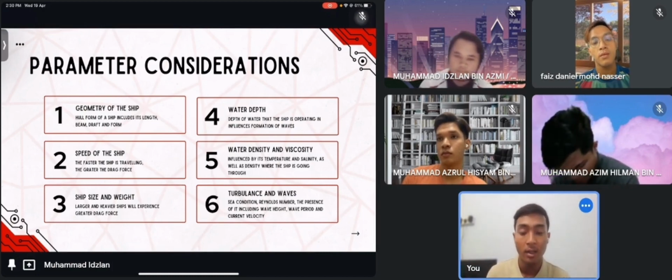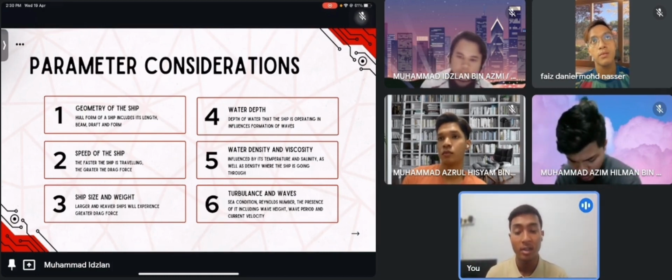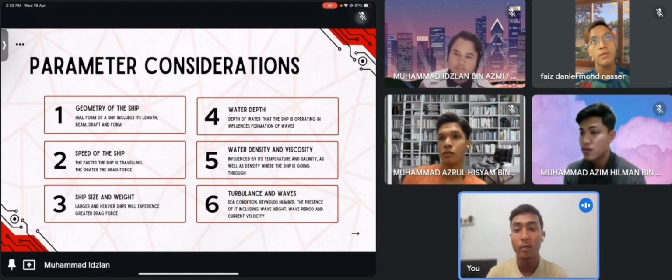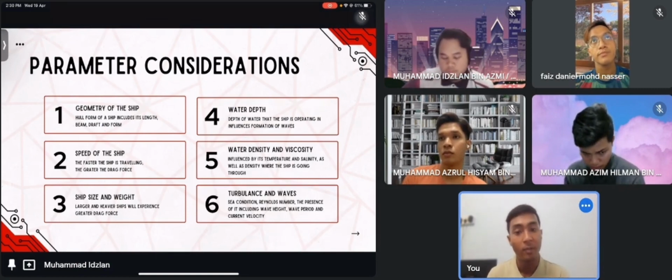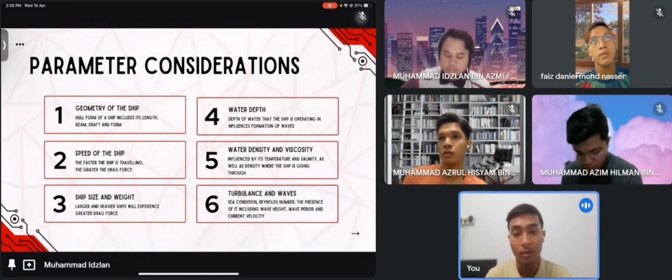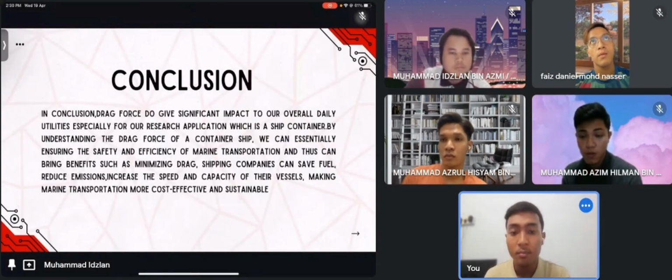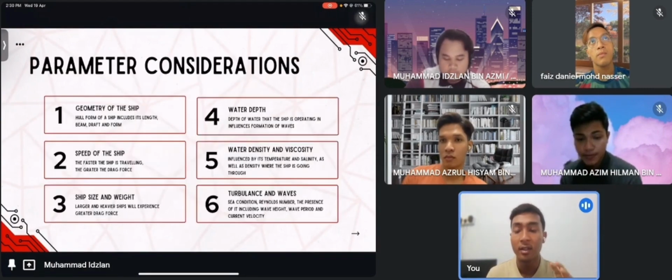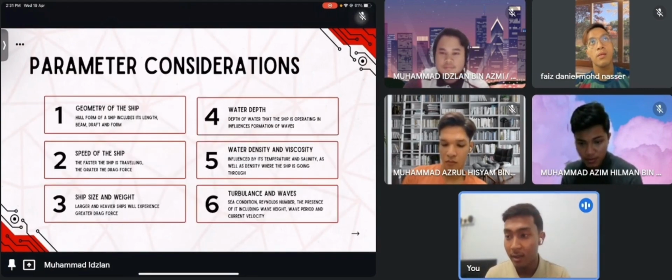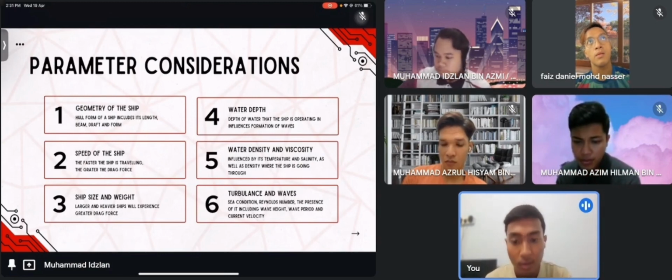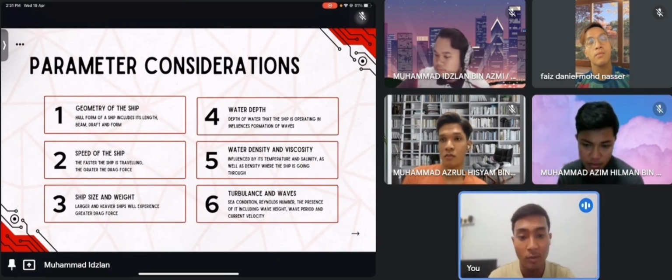This can also be called the sea condition that we are looking for, including the wave height, wave period, and also the current velocity. So, to sum up, all of the parameters that should be considered have a relationship between each of them. So that's all from me. I will pass to Faiz for the conclusion.